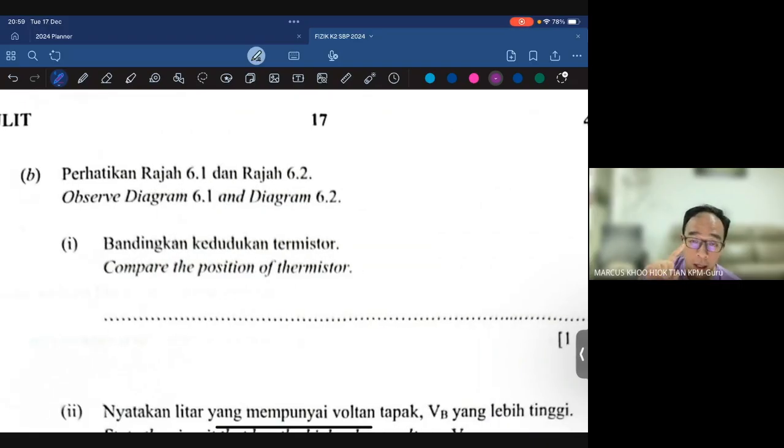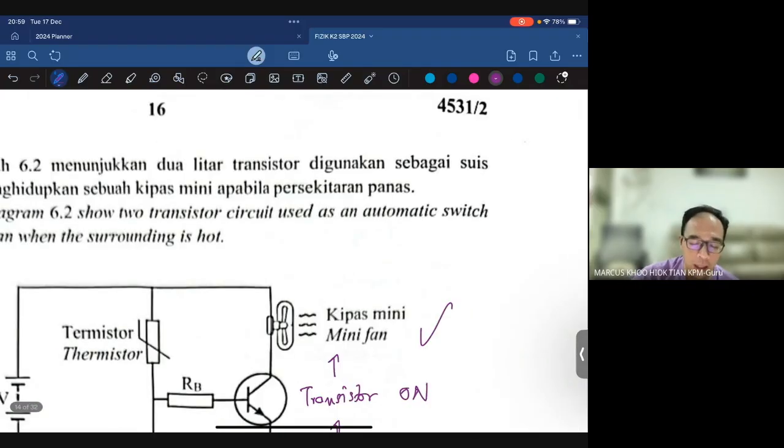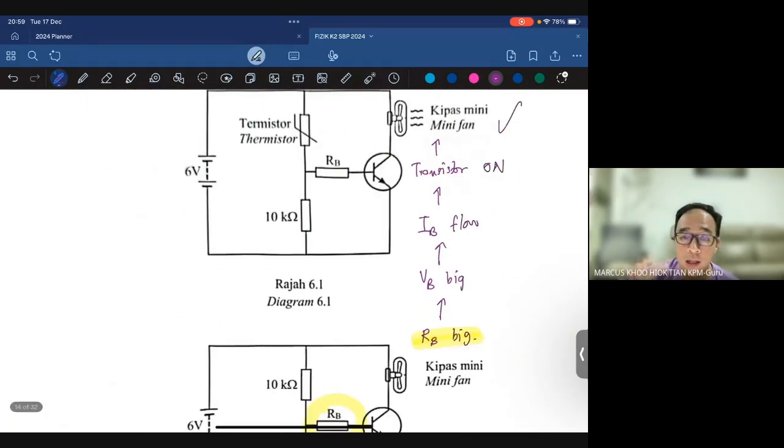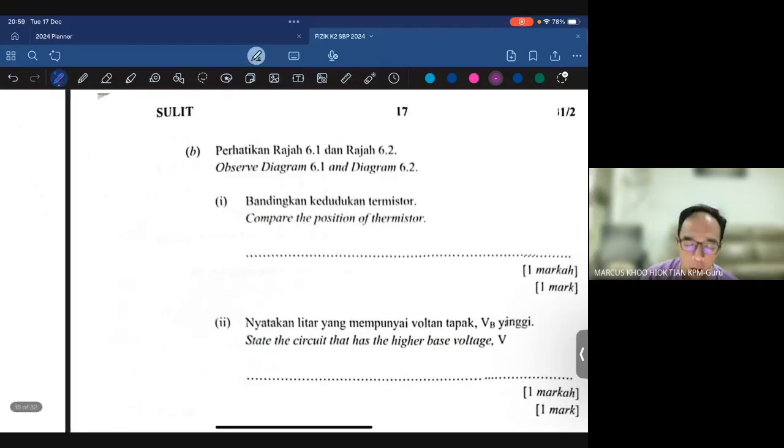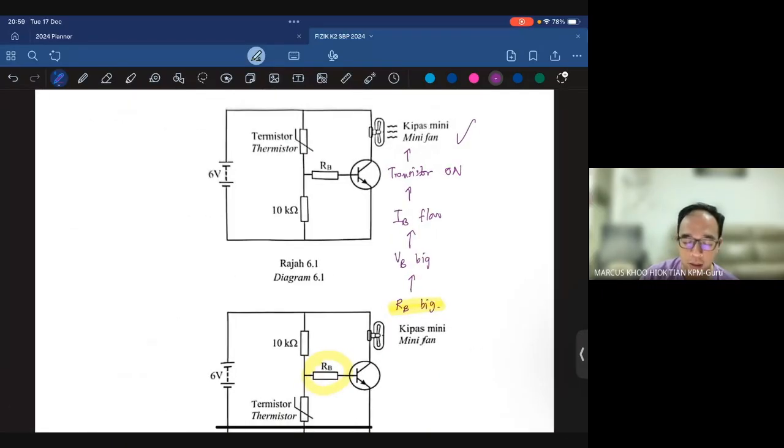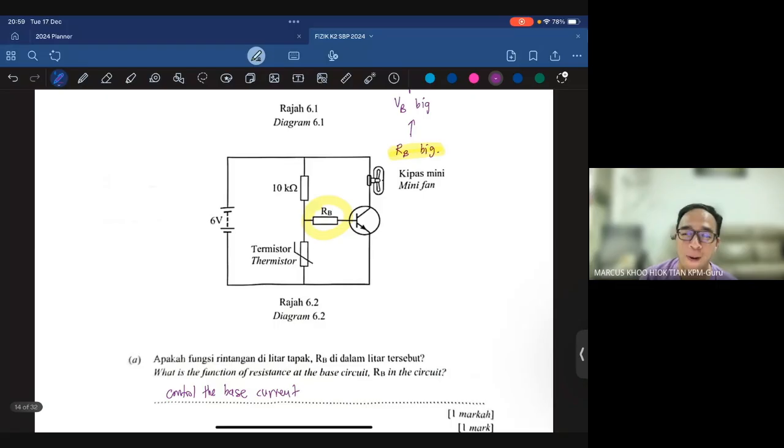Okay. 6.1, 6.2, compare the position of the thermistor. Notice that we seem to see this a lot, especially Australian students. We've seen this question happen many times. One question will be, one is bigger than the other. Then you got this one very strange question. They ask you to compare the position, which is like, not one bigger than the other, just compare position only. So how do you write the position of the thermistor? 6.1 on top and 6.2 at the bottom?